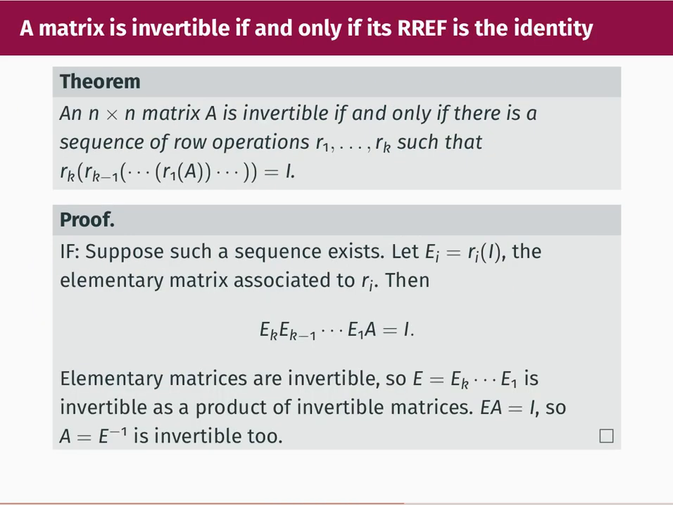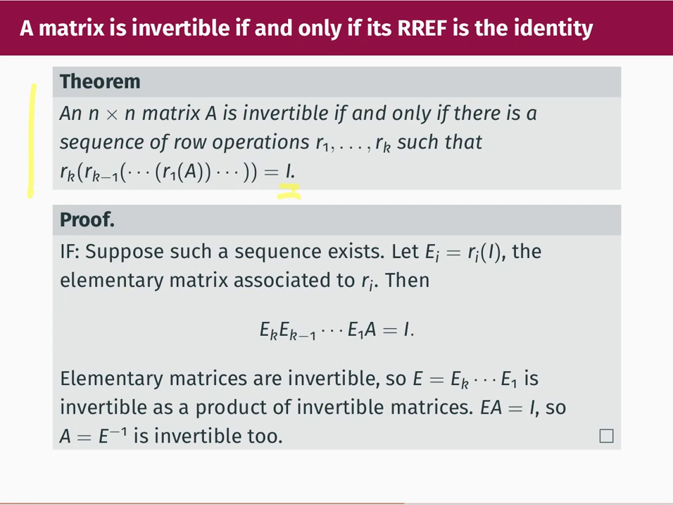Having proved those two technical lemmas, we're now ready to state our main theorem, which is that an n by n matrix A is invertible if and only if there exists a sequence of row operations R1 up to Rk for some natural number k, such that when you do that sequence of row operations to A, you get the identity matrix. So here I'm writing I instead of In, just to keep things shorter.